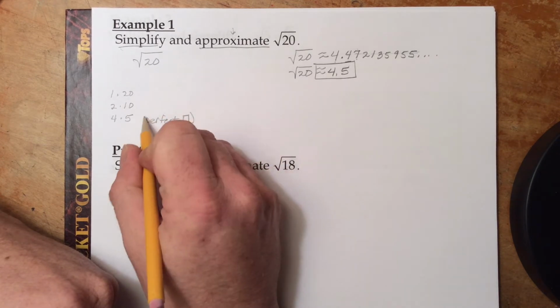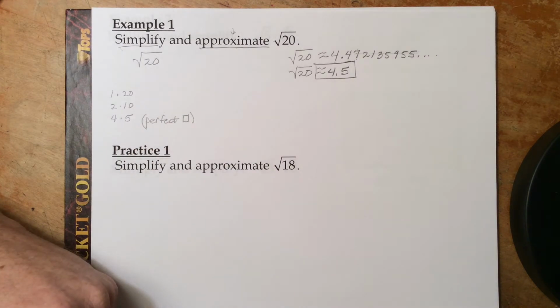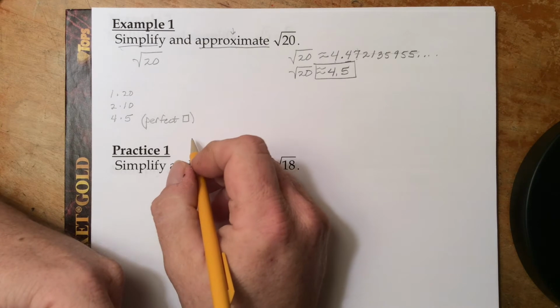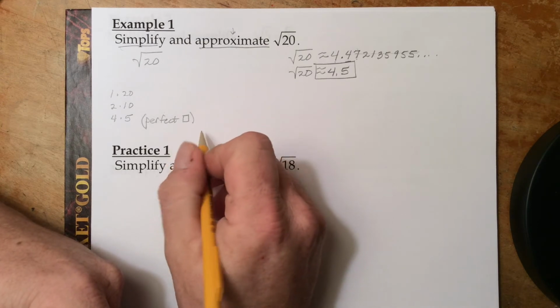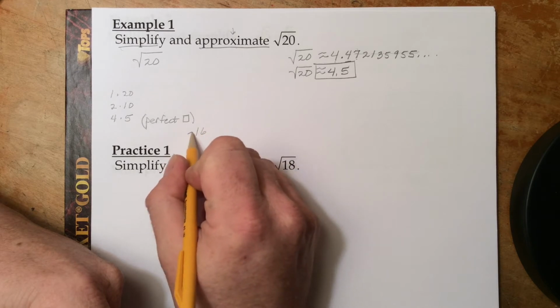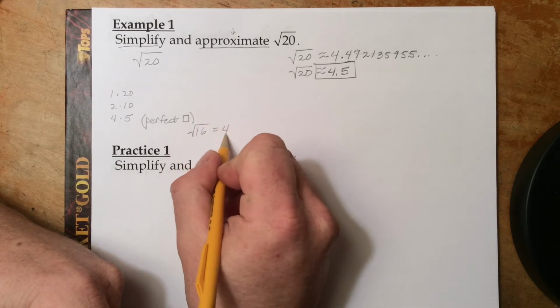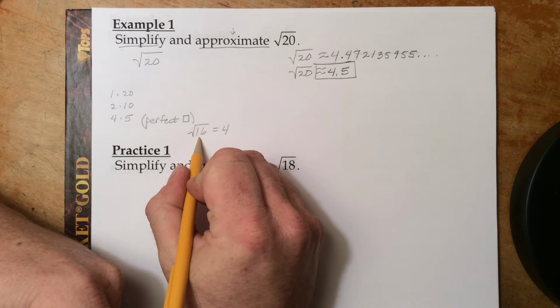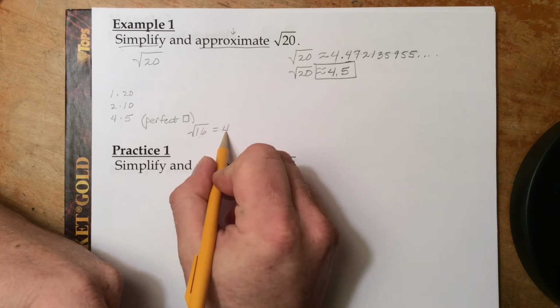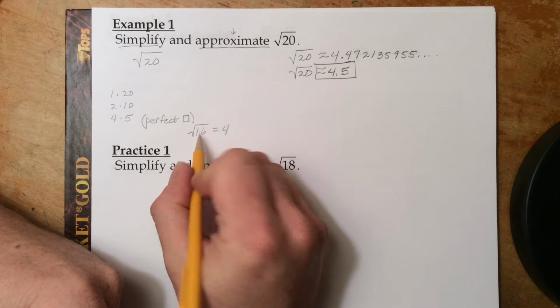Now remember, perfect squares are rational numbers that, when you take the square root of them, you get another rational number. For instance, the square root of 16 is 4. We took the square root of a rational number, we get a rational number. So 16 is a perfect square. Not 4 necessarily, but 16 is.